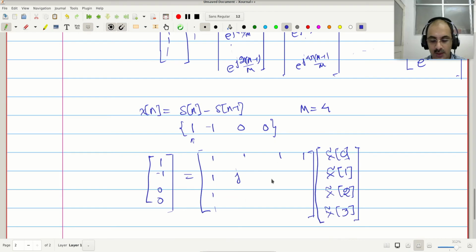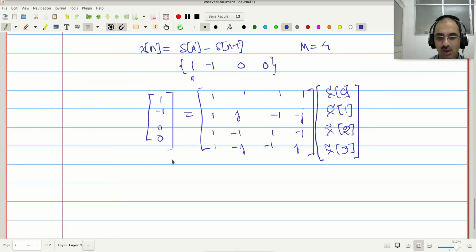And over here, what do I get? E power j 2 pi. So it's like x tilde 0 plus here I have j, and here I will get minus 1. Here I will get minus j. Here I'll get e power j 4 pi by 4, which is minus 1, 1 minus 1. Finally, here I will get minus j, minus 1, and I'll get j. How do I get this? It's like e power j 2 pi into 3 by 4, so you'll get e power j 6 pi by 4. You'll get the minus j directly. Okay, this thing you can work out.